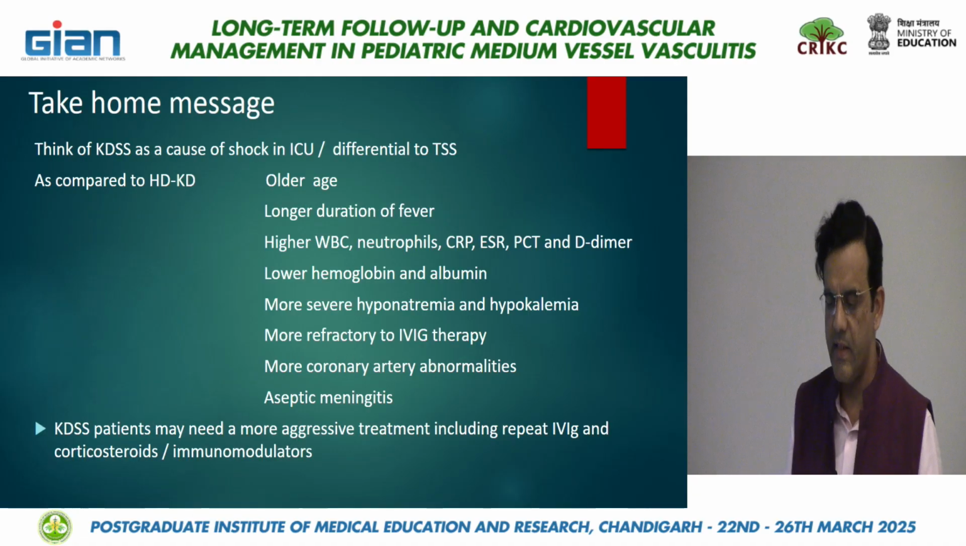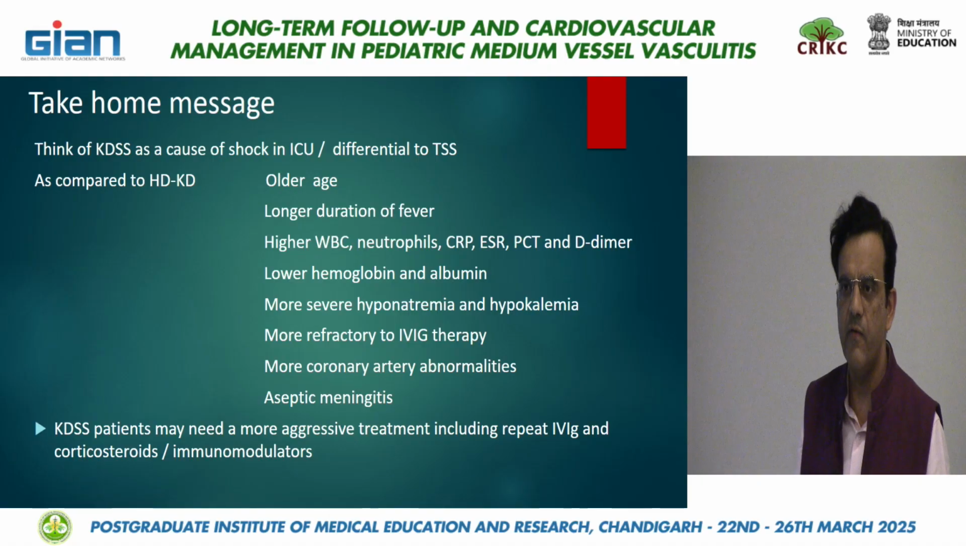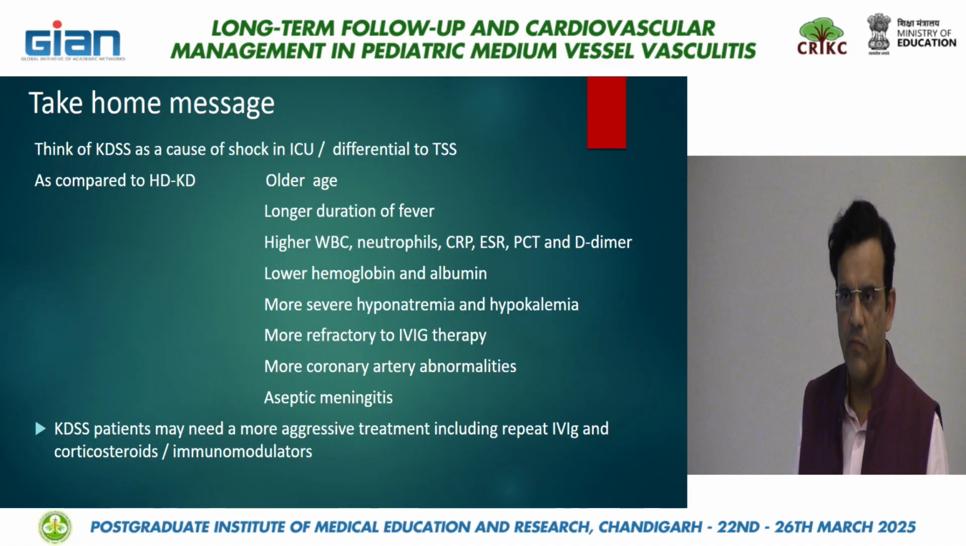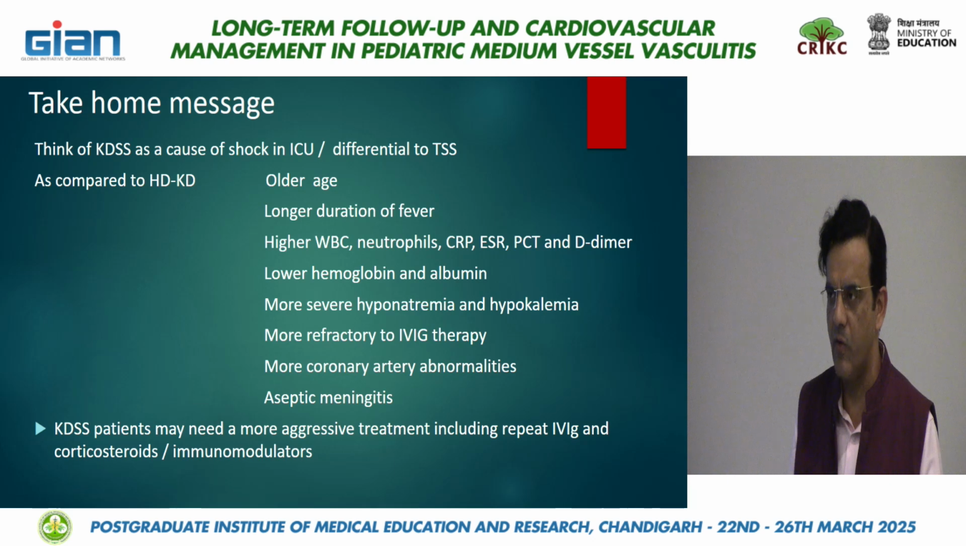So my take-home messages will be: whenever we get a call from ICU or PICU or any other intensive care unit for a patient of shock, we should also keep a possibility of Kawasaki disease shock syndrome. We should also keep a possibility of KDSS in a patient of toxic shock syndrome as a differential. As compared to hemodynamically normal Kawasaki disease, KDSS patients are older in age.